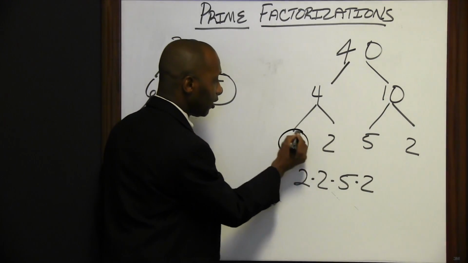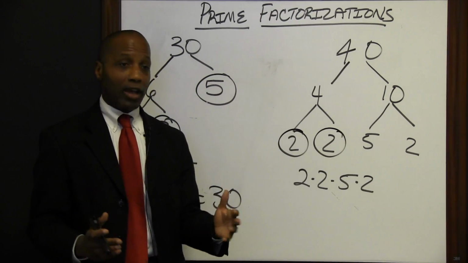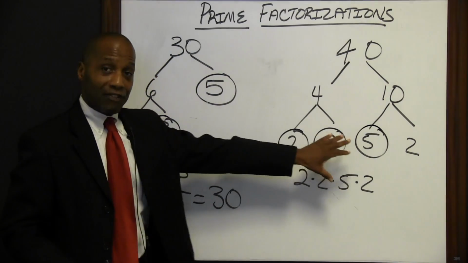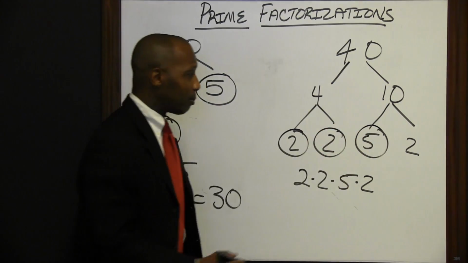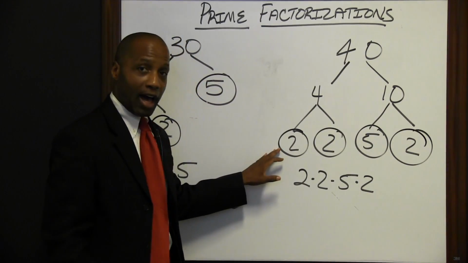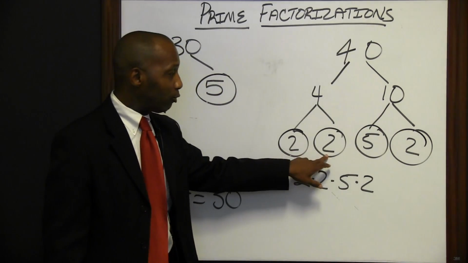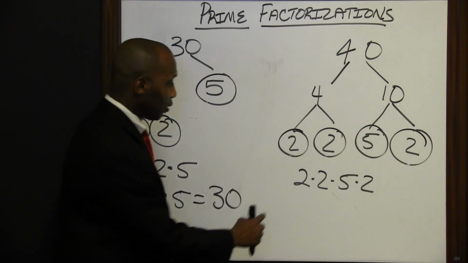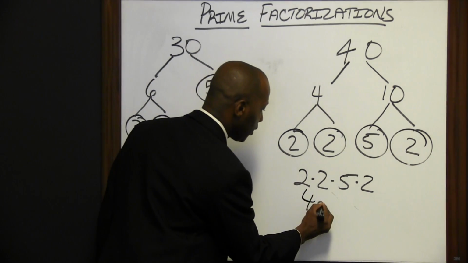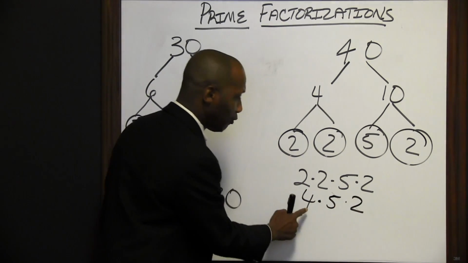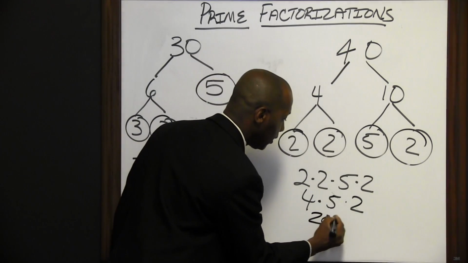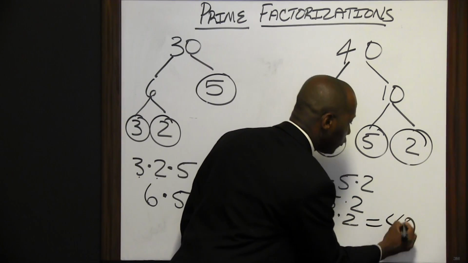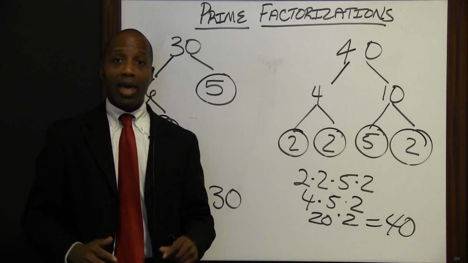Now, 2 is a prime number. It's only divisible by 1 and itself, 2. As we said over there with the number 30, 5 is a prime number. Now, when we multiply these prime numbers, 2 times 2 times 5 times 2, we come up with 40. So 2 times 2 is 4, times 5 is 20, times 2 is equal to 40. This is how we do prime factorization.